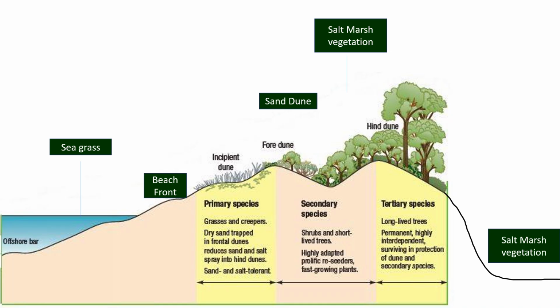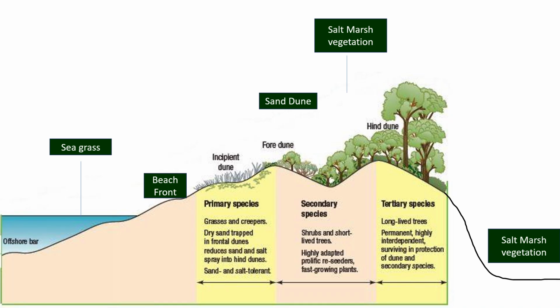And in sand dune you will also find different types of dunes, which are the primary species, secondary species, and tertiary species. These are the type of differentiation we can make, because in primary species you will find grasses and creepers in the incipient dune. In the fore dune you will find a little bigger plants, such as small shrubs. And then behind that you will find hind dune, and here you might find bigger trees.